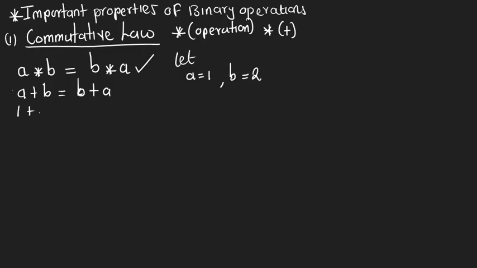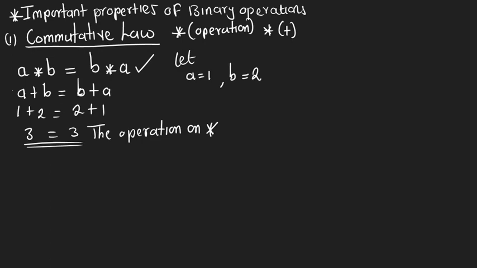A is 1 plus 2 equal to B is 2 plus 1. So here we are getting a 3, here we are getting a 3. It tells you that the arrangement or order is not important. So what does this entail? It entails that the operation on star is commutative. But if this wasn't agreeing, then you say the operation on star is not commutative.